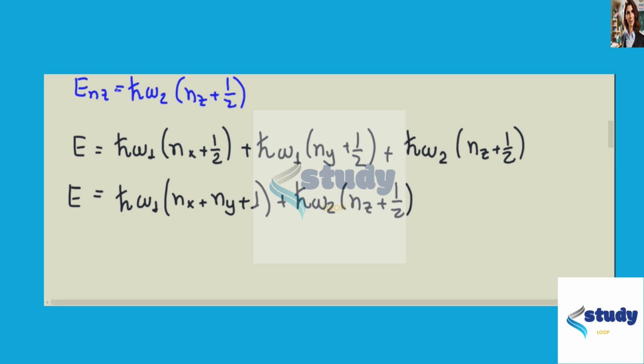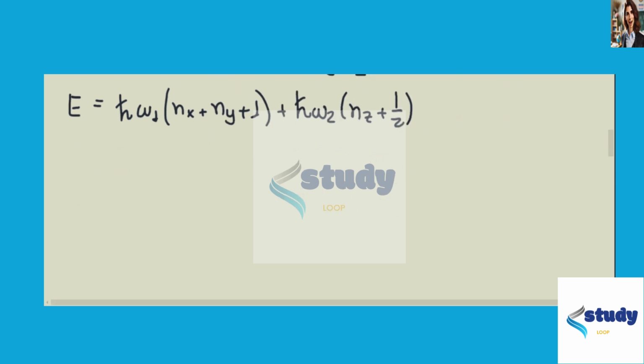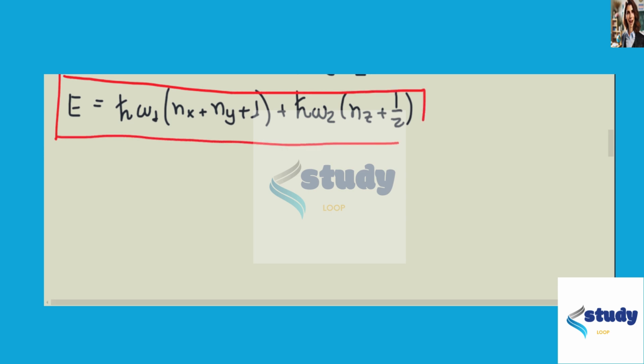And in question B, we have to find the ground state and first excited levels of the anisotropic three-dimensional harmonic oscillator. So the ground state will happen when nx equals ny equals nz equals 0. This is the smallest energy possible. So the energy will be equal to 3 h bar omega over 2. This is the ground state energy.